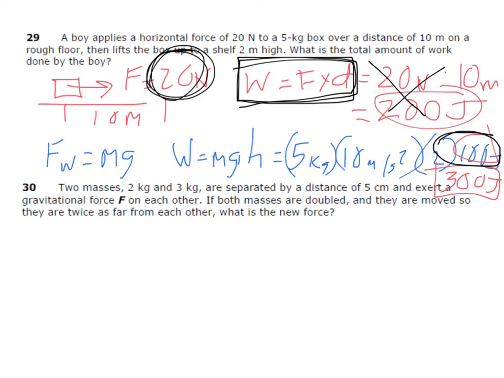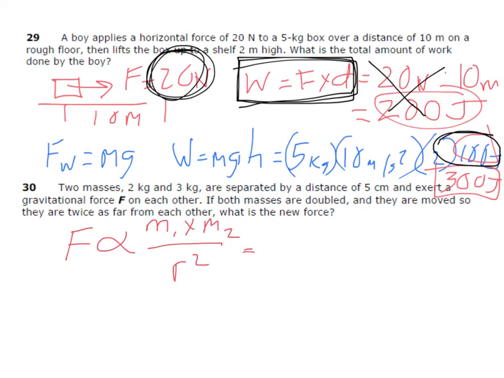Two masses, 2 and 3 kilograms, are separated by a distance of 5 centimeters and exert a gravitational force F on each other. If both masses are doubled and they move so they are twice as far from each other, what is the new force? This can be treated as a ratio question. There's no need to actually calculate the exact force. We've been given all we need by being told that we have a force, and that we're doubling masses and distances. So really we can treat this as a ratio. The force is proportional to the product of the two masses, M1 and M2, over the distance between them squared. That's the inverse square law.